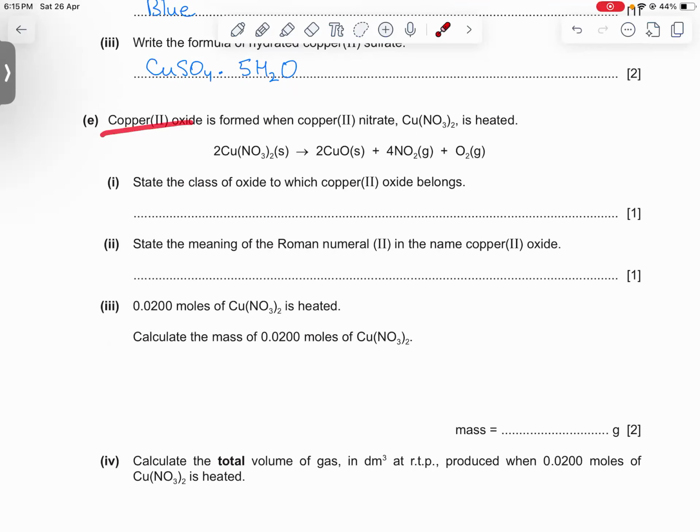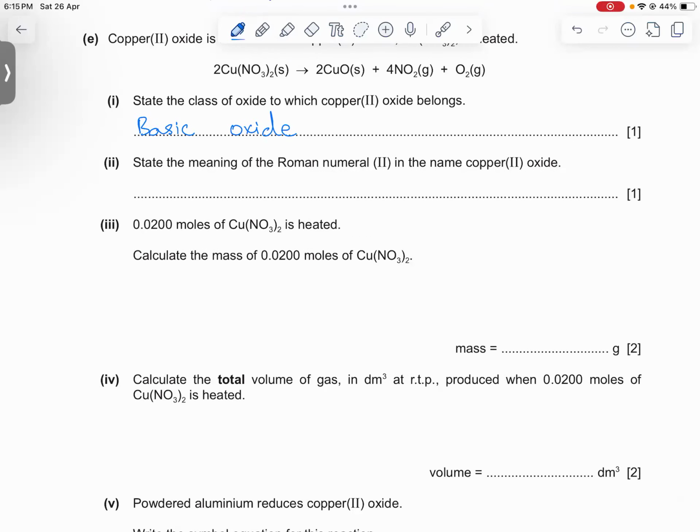Next question: copper 2 oxide is formed when copper 2 nitrate, Cu(NO3)2, is heated. State the class of oxide to which copper 2 oxide belongs. It is a basic oxide, because the classes of oxides are 4: basic oxide, acidic oxide, amphoteric oxide, neutral oxide. Neutral oxide we don't study, we just know carbon monoxide is a neutral oxide. Acidic oxides we study, non-metal oxides mostly. Amphoteric oxides, just a few we have to remember: zinc oxide, lead oxide, and aluminum oxide. And then basic oxides are all other metal oxides.